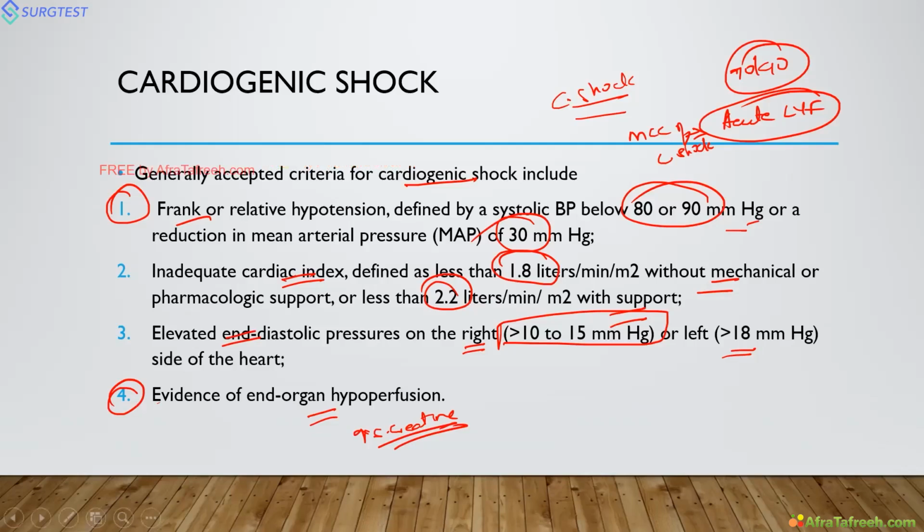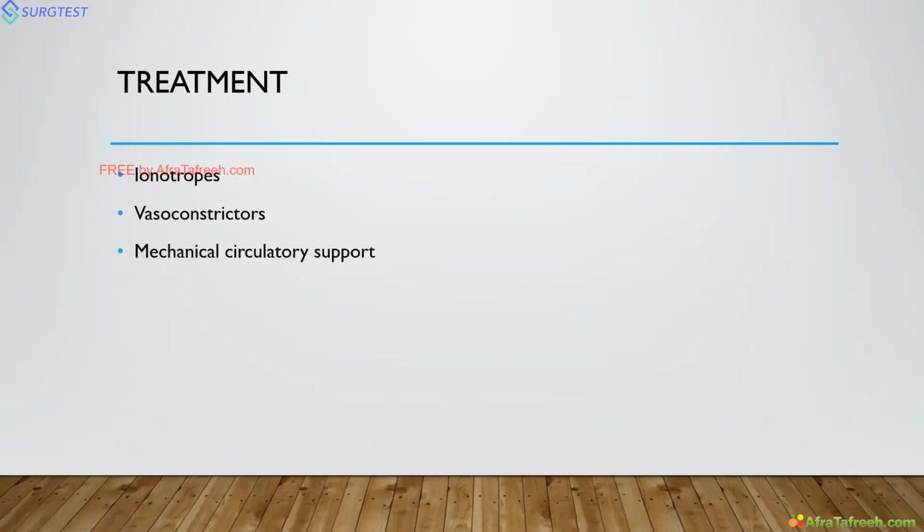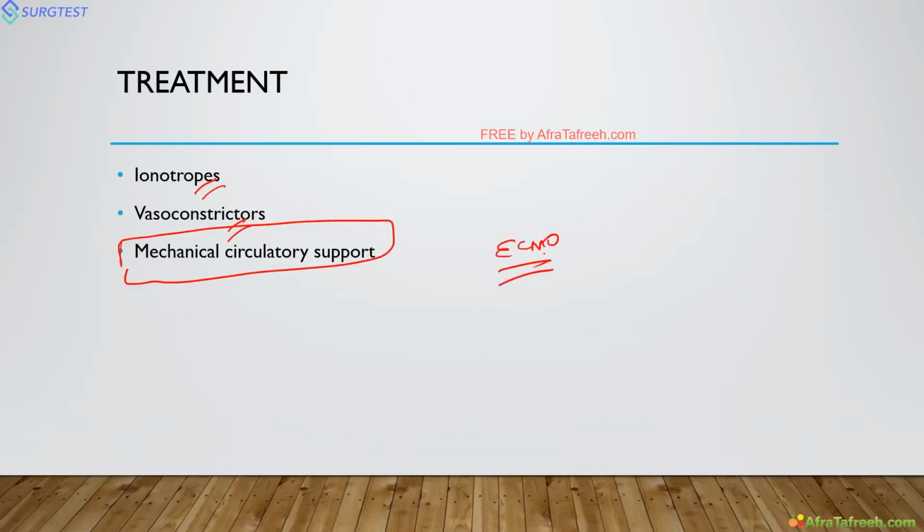Next, whenever the patient has cardiogenic shock, first you have to do PCI and open the infarct-related artery. I have already discussed this. Then you have to give inotropes, then vasoconstrictors. Otherwise, finally you can go for mechanical circulatory support with ECMO.